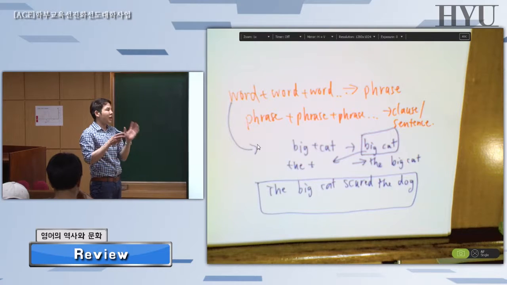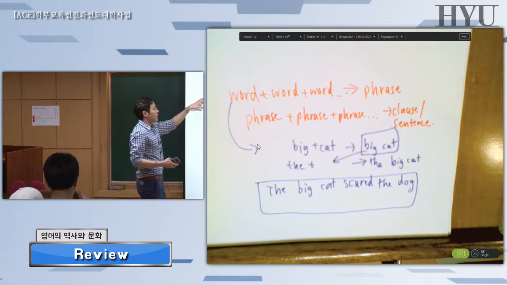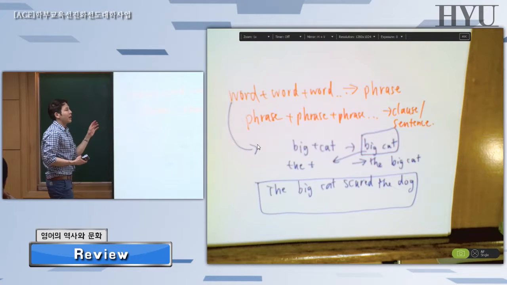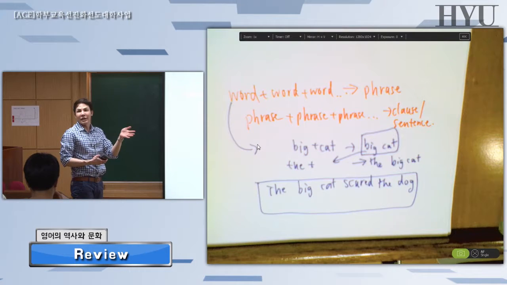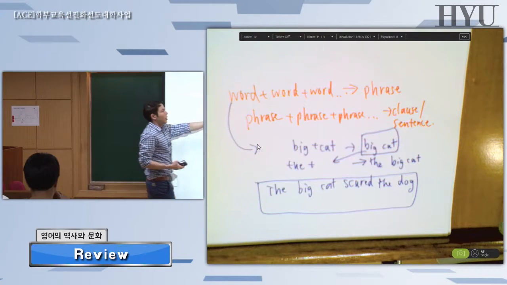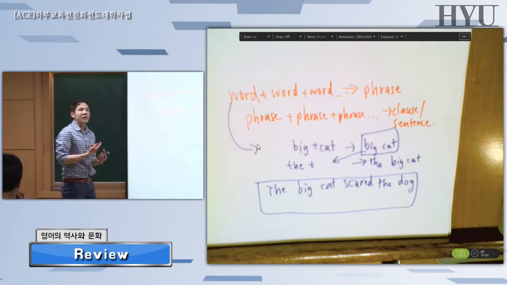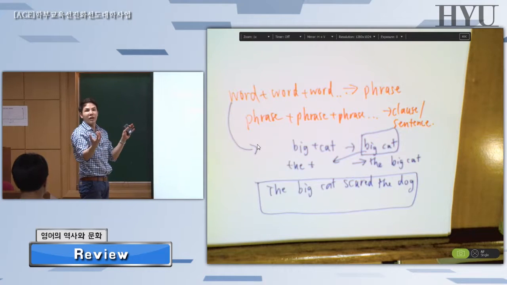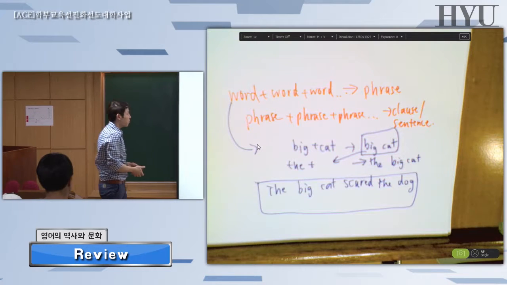So a phrase is a combination of at least 2 or more words. And then if we combine phrases together, doesn't matter how many, we can make up a clause or we can make up a sentence. If you wonder about the difference between a clause and a sentence, if you combine 2 or more clauses together, you can create a sentence. So a sentence is bigger than a clause, okay?